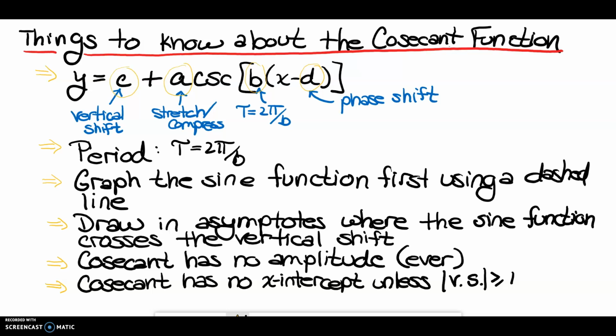We graph the sine function first using a nice dashed line. Then we draw in asymptotes where the sine function crosses the vertical shift. Our cosecant will never have an amplitude because its max and min values are infinity and negative infinity. They are unbounded. And our cosecant will never cross the x-axis unless we're doing a vertical shift that is 1 or greater up or 1 or greater down.